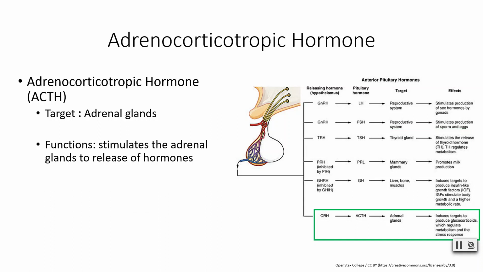Adrenocorticotropic hormone, a little hard to say, a little hard to spell. ACTH targets your adrenal glands. This will stimulate your adrenal glands to release additional hormones. So again, when we talk about your adrenal glands in more detail, we will talk about several more hormones that are being secreted by your adrenal glands, and they all have different functions and different target organs, so we'll go into more detail later. But for right now, ACTH from your anterior pituitary stimulates your adrenal glands to secrete more hormones.